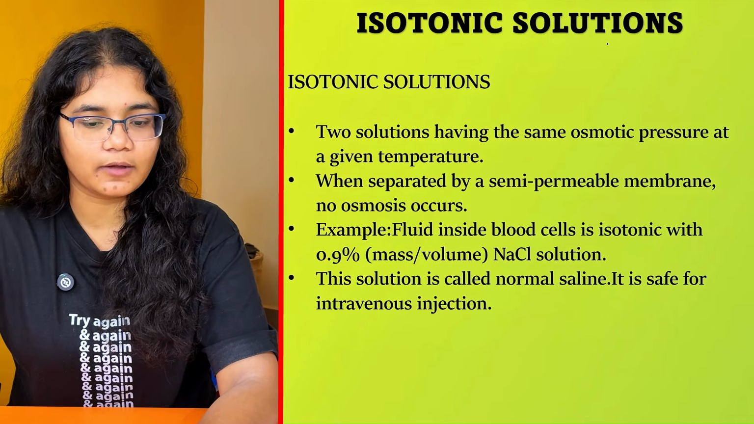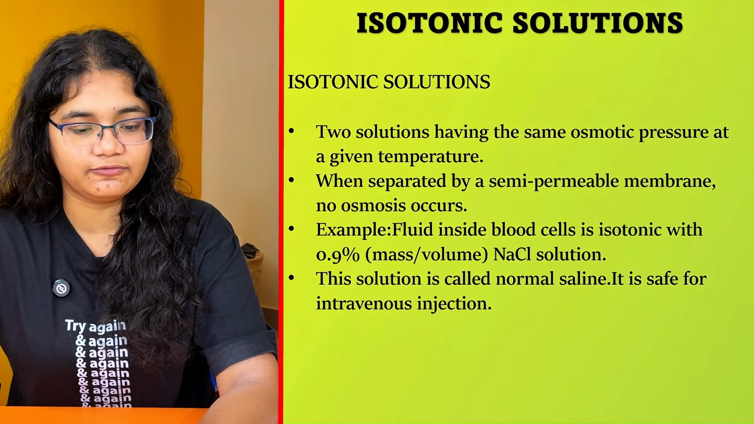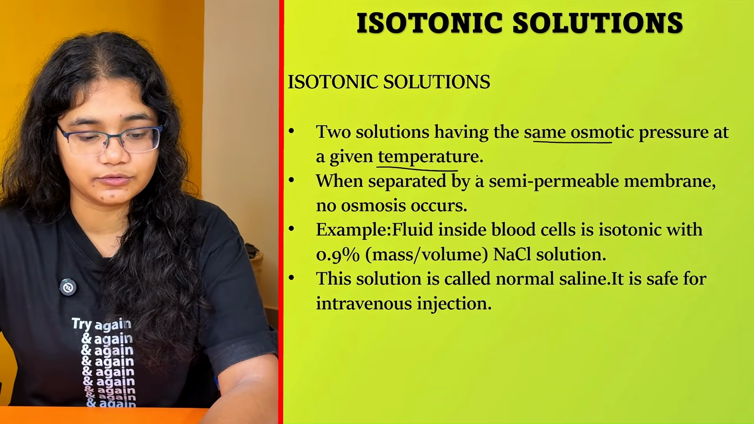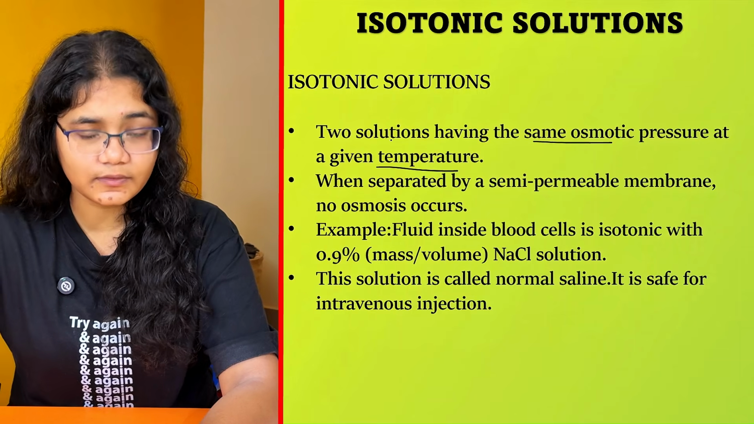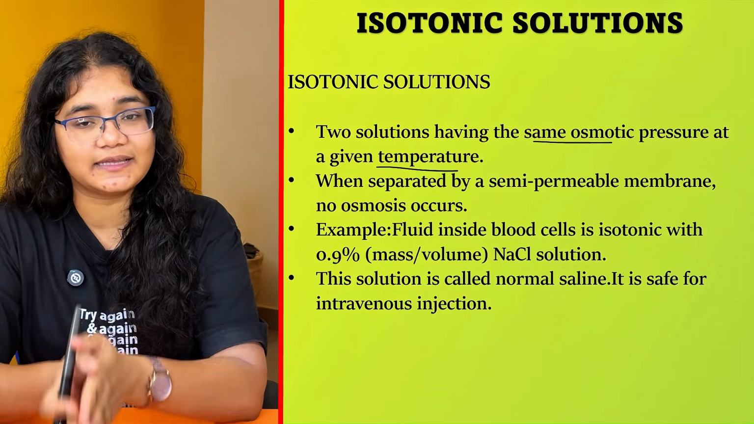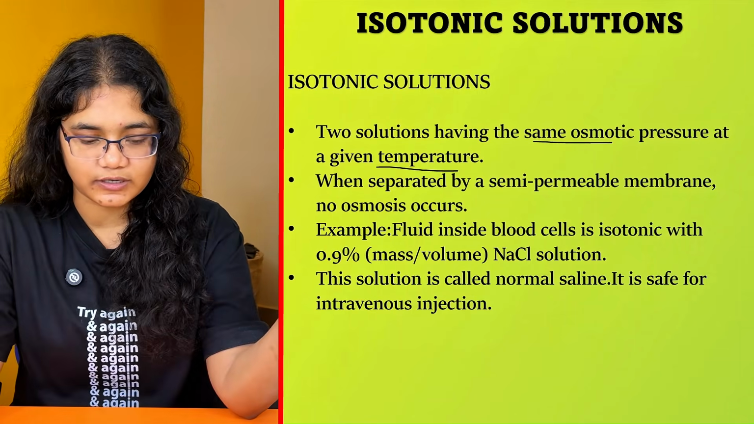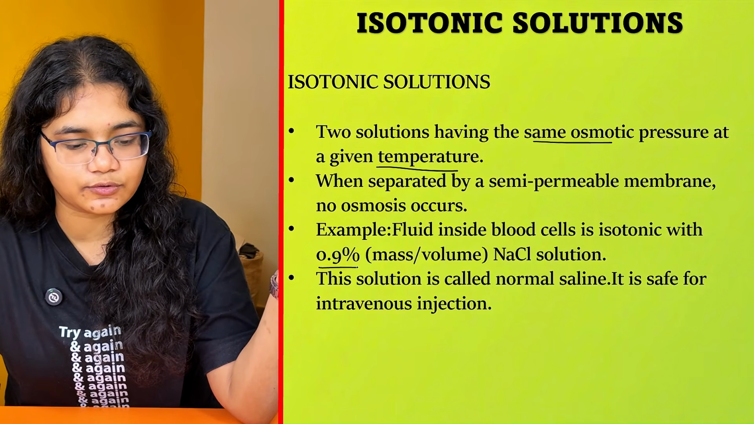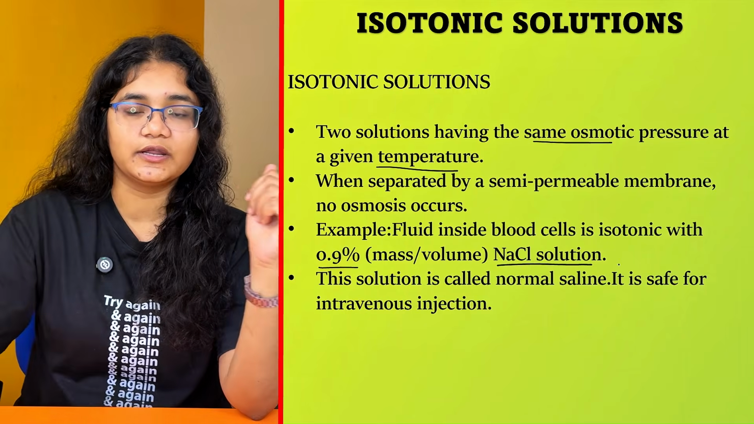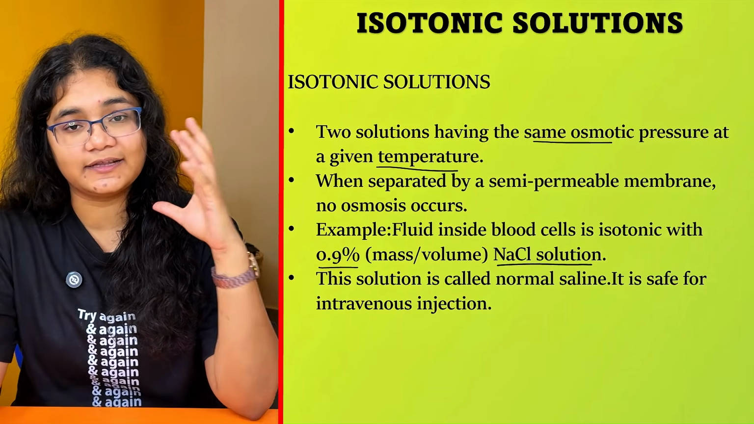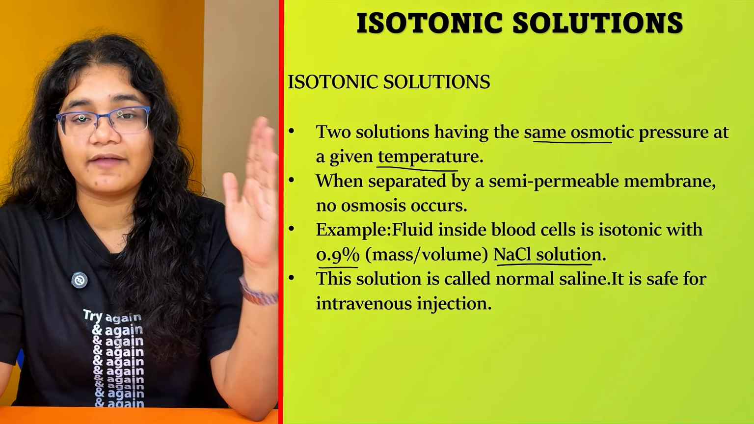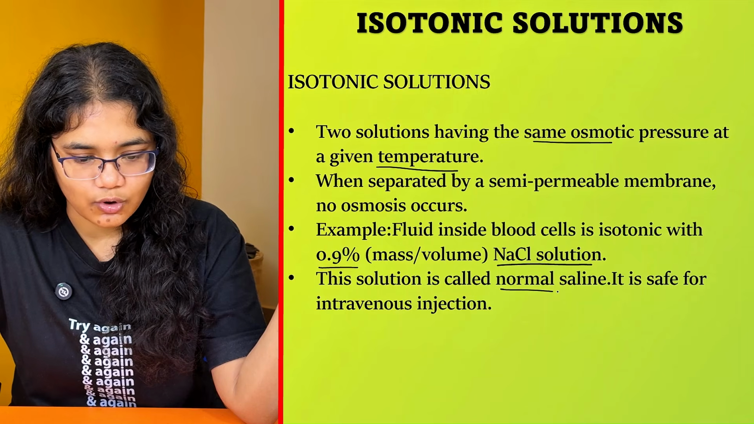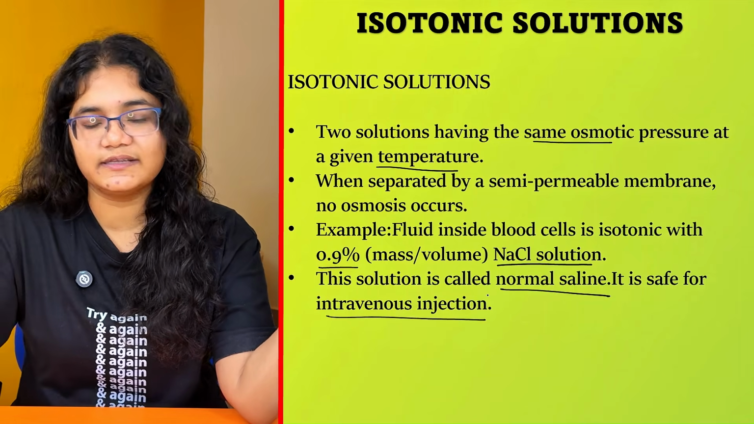Okay, now we'll talk about something called isotonic solutions. If two solutions have the same osmotic pressure, then we call them isotonic solutions. So if there are two isotonic solutions with a semi-permeable membrane, no osmosis occurs. Here the example is the fluid inside the blood cells is isotonic with 0.9% NaCl solution. So our blood osmotic pressure and the 0.9% NaCl solution will have the same osmotic pressure. Then this solution is called normal saline, and it is safe for intravenous injections.